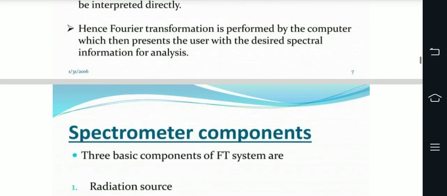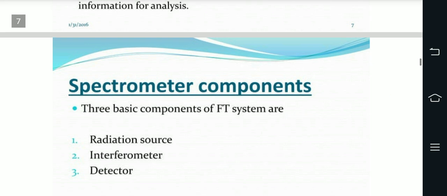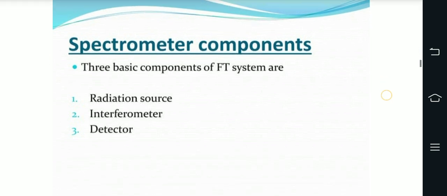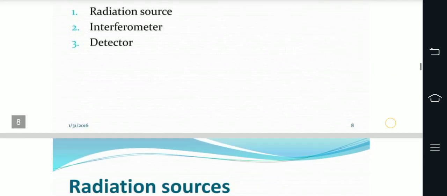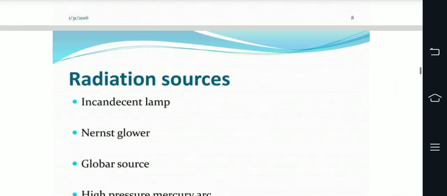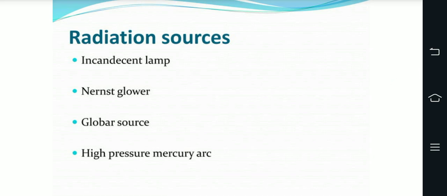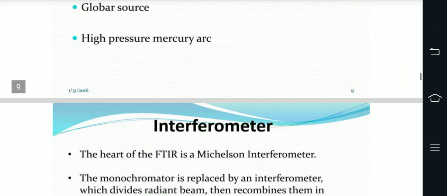Next, we start with spectrometer components. Three basic components of the FT system are number one, radiation source, number two, interferometer, and number three, detector. Radiation sources: incandescent lamp, Nernst glower source, high pressure mercury arc.